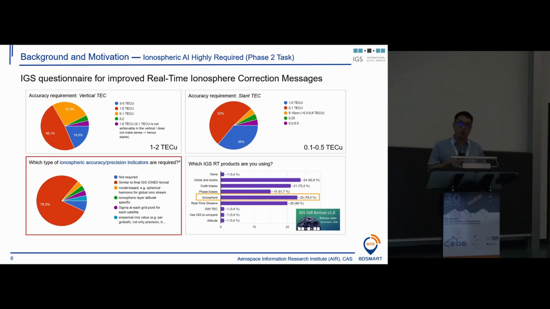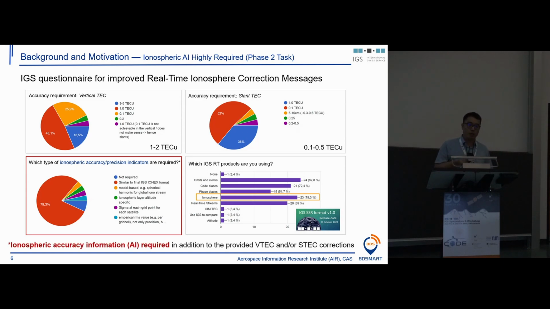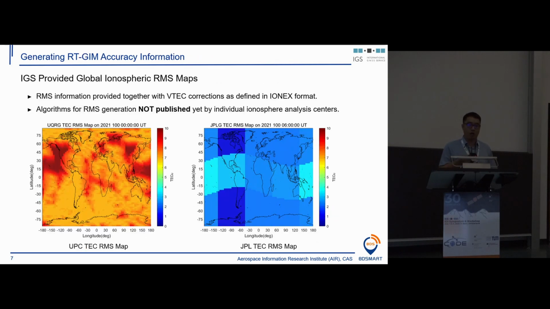Then when it comes to the accuracy information of the provided ionospheric product, about 2 years ago, within the IGS real-time community, we had a questionnaire. From those questionnaires, we got the information that, in addition to the provided VTEC or STEC ionospheric corrections, the associated accuracy information is also highly required.